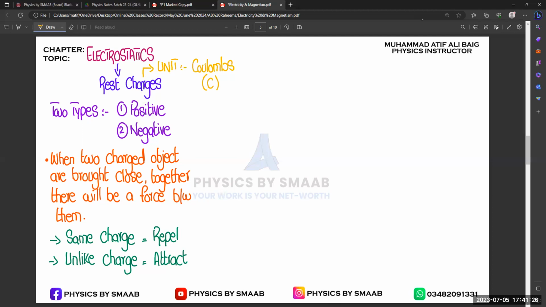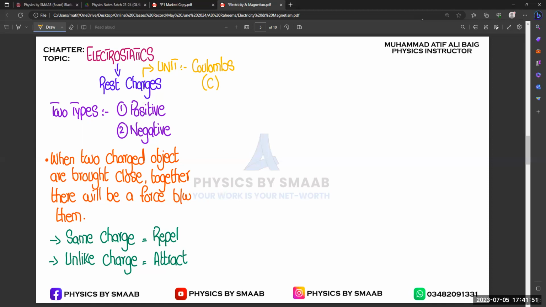Because there is Coulomb's law for charge. That law is not included in O levels or IGCSE; it is going to be included in A levels. So after the name of that scientist, they also named the SI unit of charge, right? Because there is a law related to charges given by the scientist Coulomb, that's why we are using the same name for the SI unit.